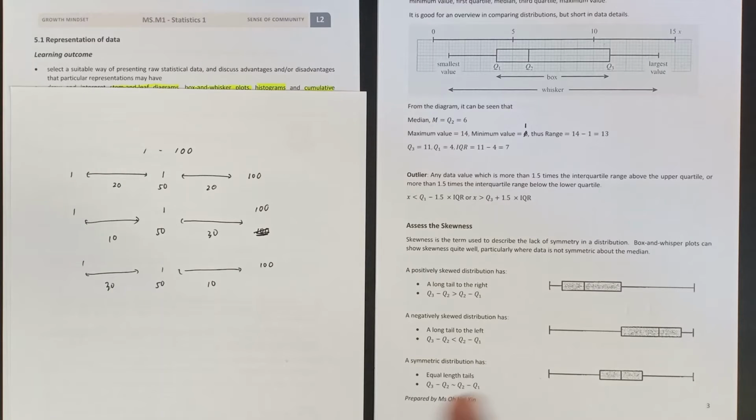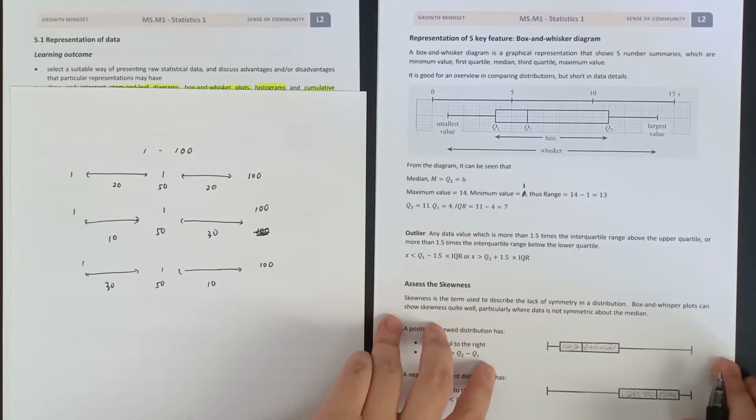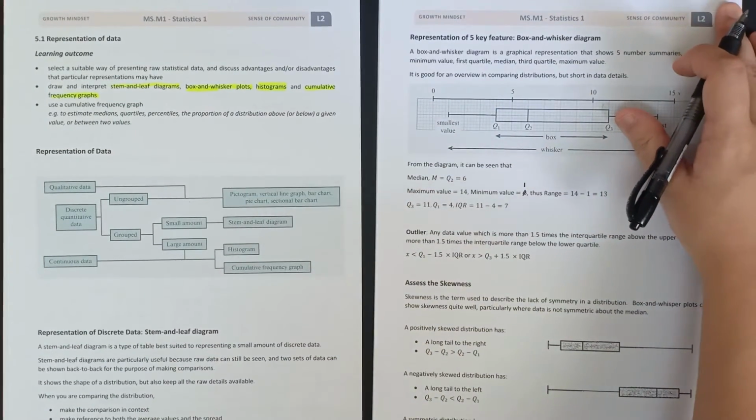For the skewness coefficient, that is not inside your syllabus. What is important is that you need to identify it informally. If they ask you to describe it, you just say whether it is positively skewed or negatively skewed. Now we look at some examples to draw a box and whisker diagram, and do some comparison also.